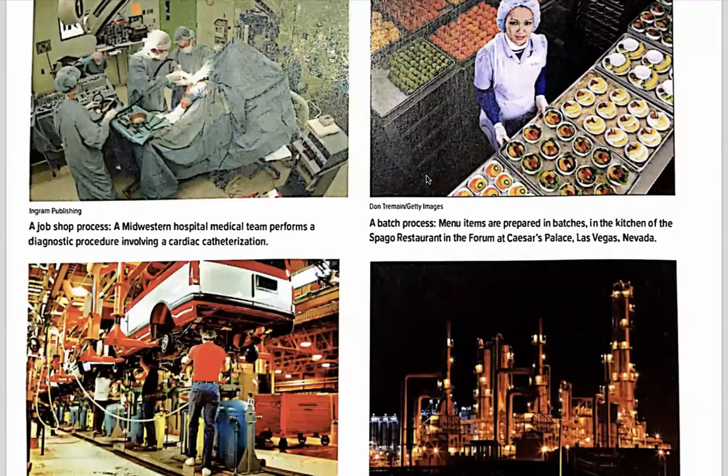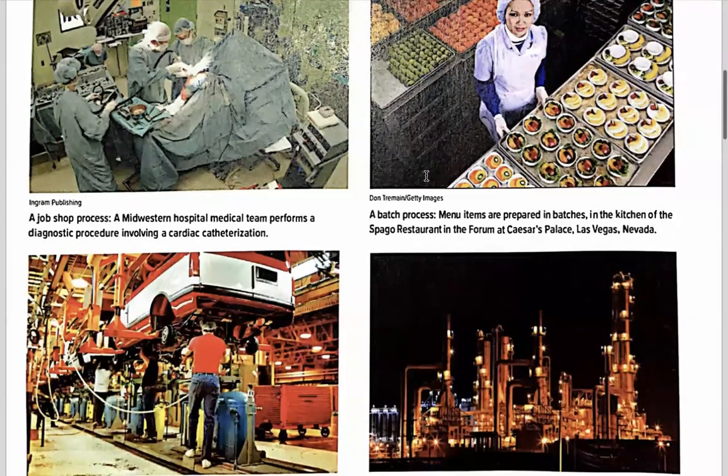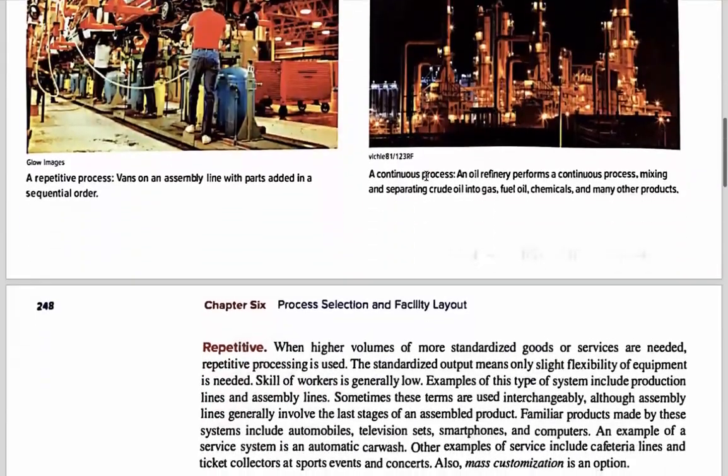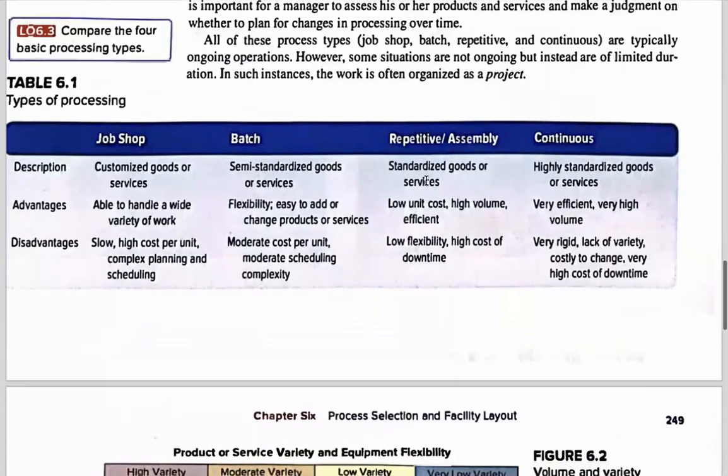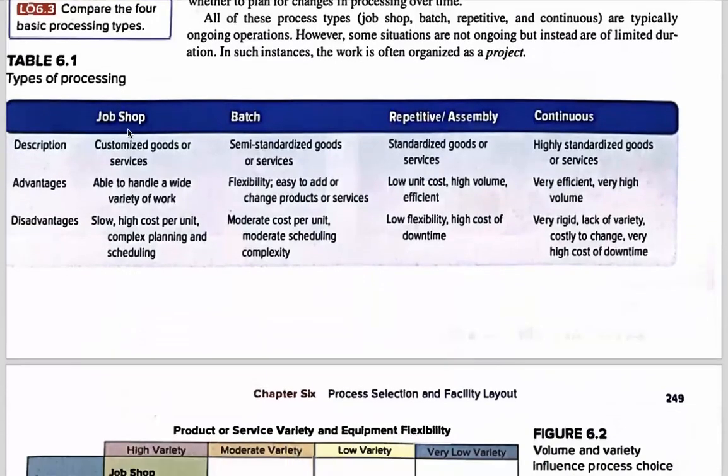Now let's see what their characteristics are, and what some pros and cons, advantages and disadvantages, there are. The first one is job shop, and its description is customized goods or services. A barber can do many things for you. A barber can, for instance, do a haircut. They can also do a shave, they can apply hair color, and they can do many types of services.